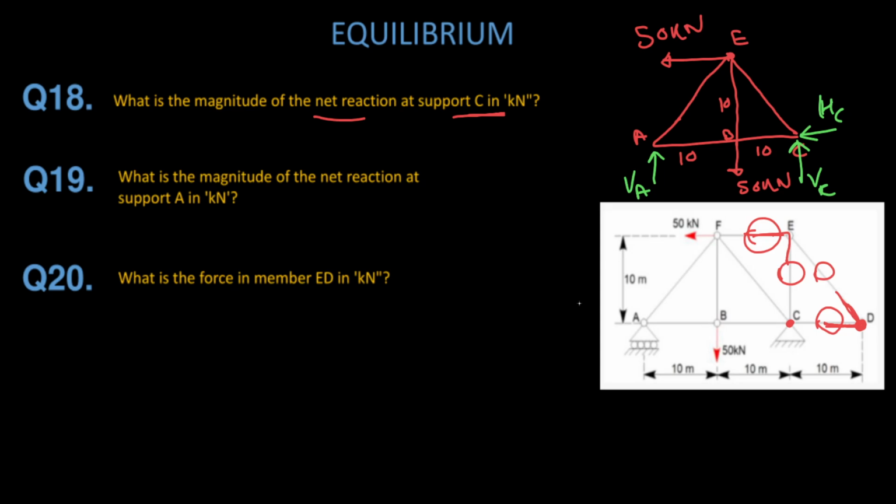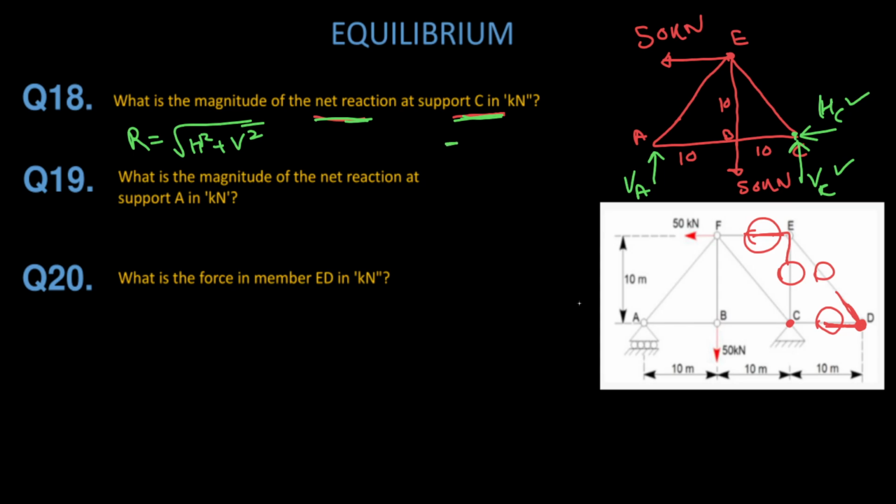Now he's asking for the net reaction at support C. At the support C, I need to calculate HC and VC. Then I will calculate the resultant of HC and VC by using the parallelogram law, the root of P square plus Q square plus 2PQ cos theta. Otherwise, here is a 90-degree condition, so the resultant will be the root of horizontal square plus vertical square. Let's calculate horizontal and vertical first.